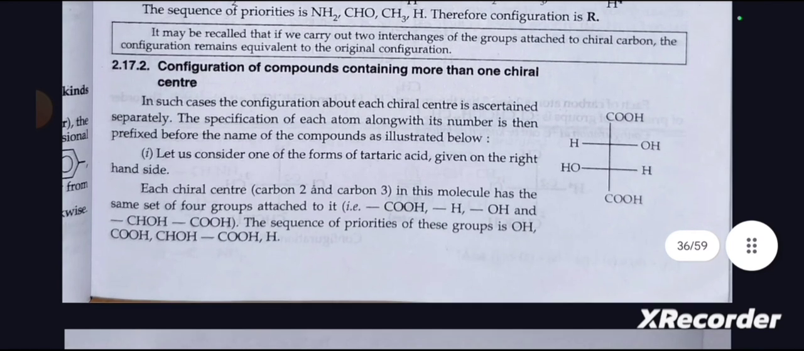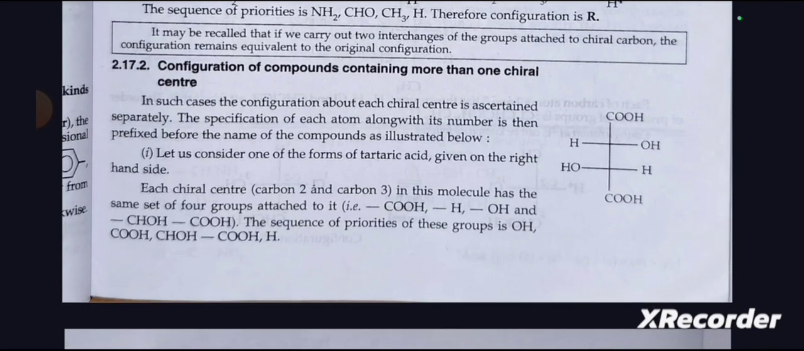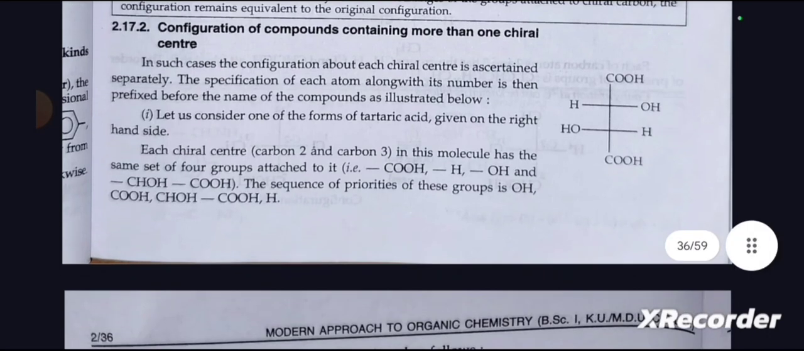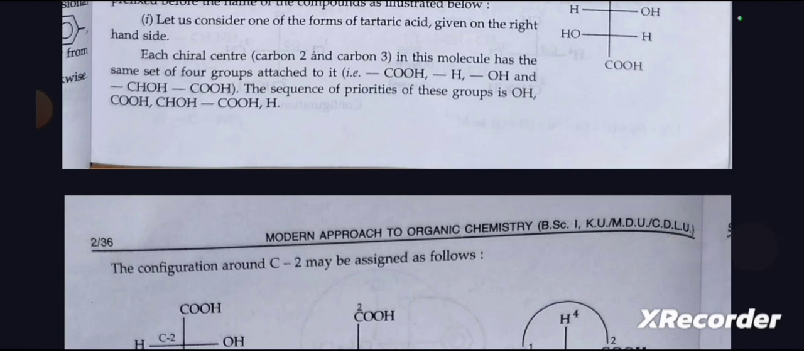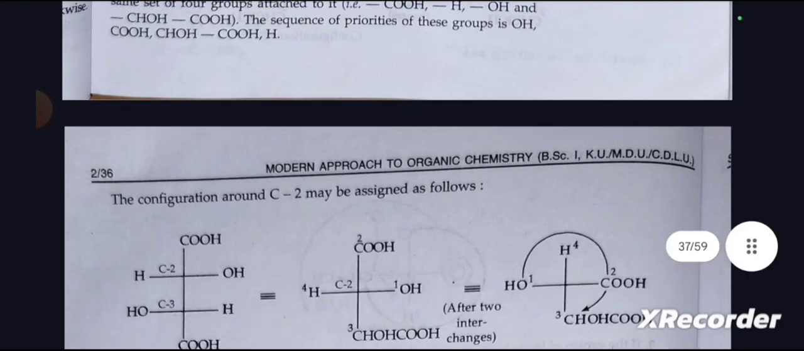2.17.2 Configuration of compounds containing more than one chiral center. In such a case, the configuration about each chiral center is ascertained separately. The specification of each atom along with its number is then prefixed before the name of the compound as illustrated below. First, let us consider one of the forms of tartaric acid given on the right hand side. Each chiral center, carbon 2 and carbon 3, in this molecule has the same set of four groups attached to it, that is COOH, H, OH and CHOHCOOH. The sequence of priorities of these groups is OH, COOH, CHOHCOOH, H.